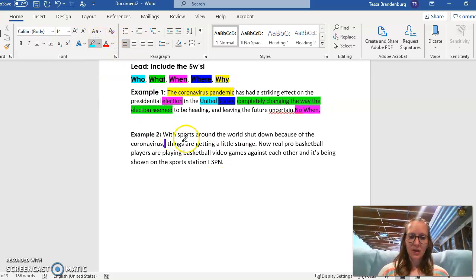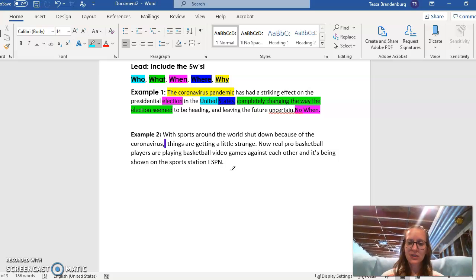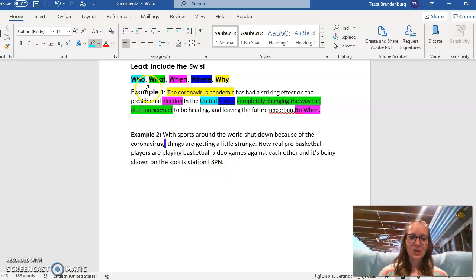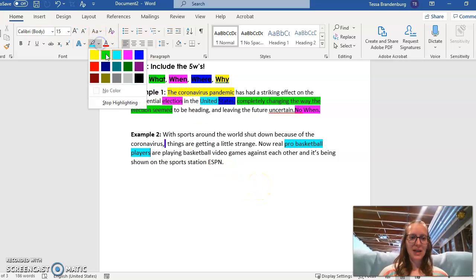So the second one says, with sports around the world shut down because of the virus, things are getting a little strange. Now real pro basketball players are playing basketball video games against each other, and it's being shown on the sports station ESPN. So that's kind of interesting, isn't it? You'll have to go look this up later if you want to learn more about that. So the who. Who is doing this? The basketball players, right?